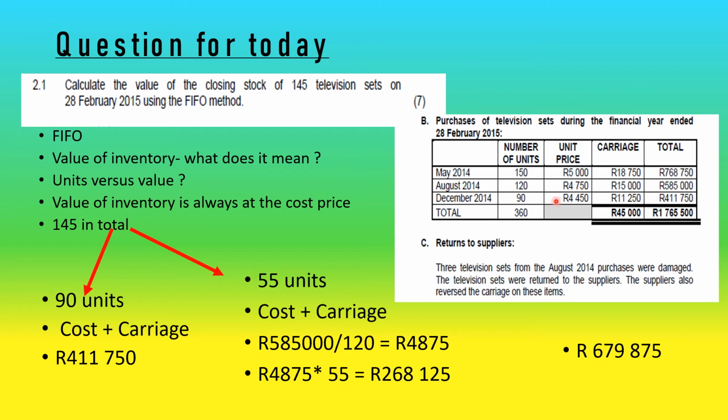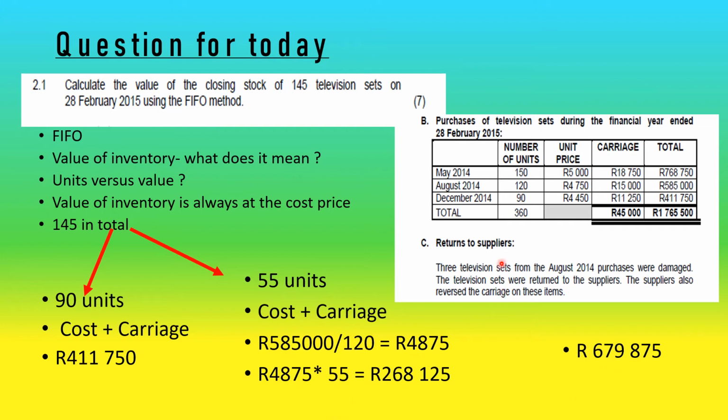But when you move on to your 55 units, which are part of your 120 units, here you would need to calculate the cost of your unit, right? You've got your unit 4,750, but this is excluding your carriage. Remember, when we're valuing inventory, we need a value of the inventory, what your inventory is worth, including your carriage, because you wouldn't have incurred the cost of the carriage if you didn't buy inventory. Therefore, you have to include the cost of your carriage.